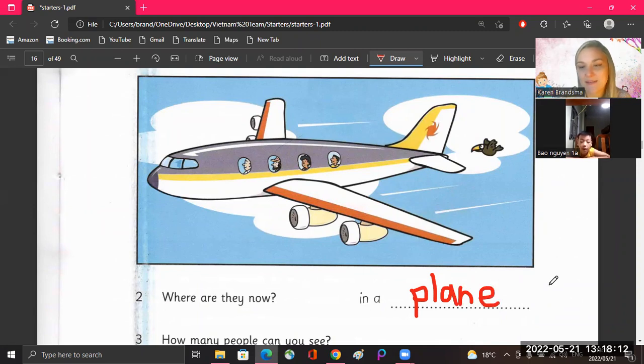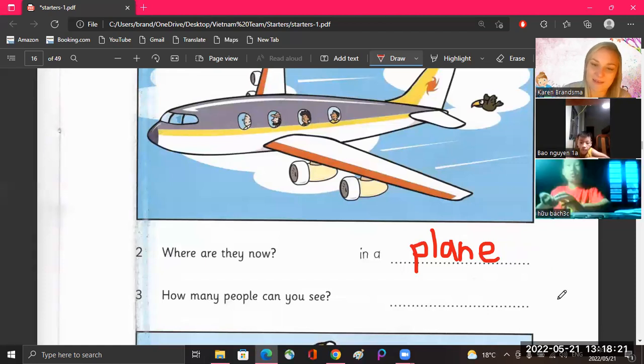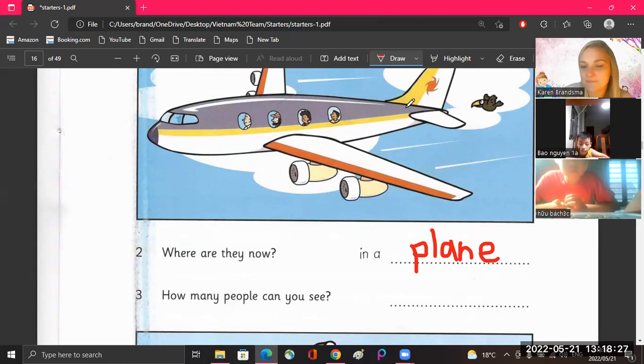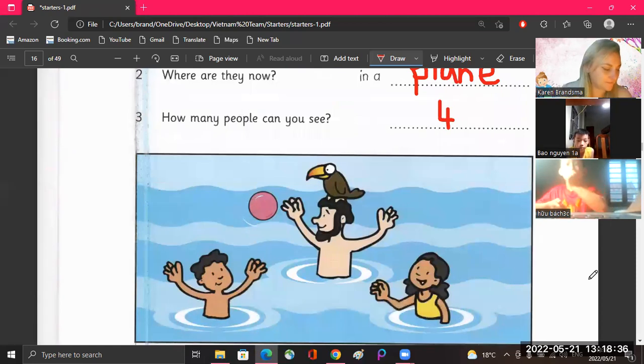Okay, hello. How many people can you see? Hello, teacher. How are you? I'm eight. Good, okay. How many people can you see? Four people. Okay. Let's look at this picture. What can you see? I can see birds. And what are the people doing? Boy play with ball. They're playing with a ball.